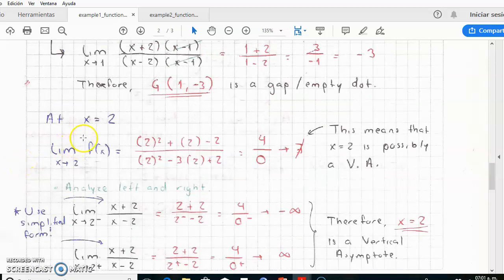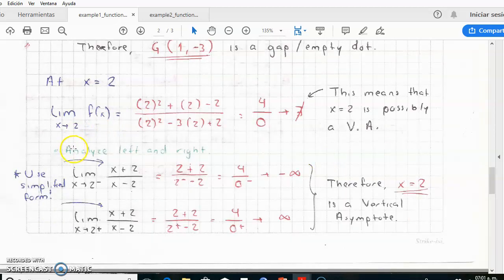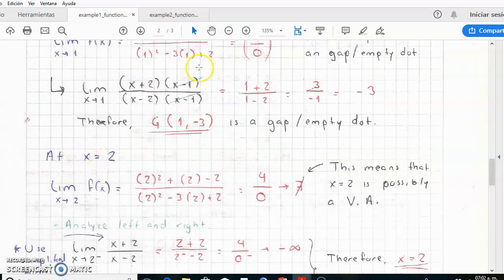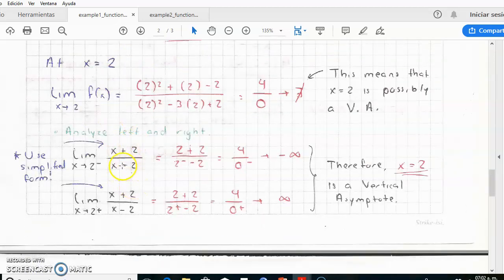For the other restriction, x equal to 2, we have the limit of the function as x approaches 2. We evaluate, but now we obtain 4 over 0. That doesn't exist. That means that x equal to 2 is possibly a vertical asymptote. So this time you don't factorize. We need to analyze left and right lateral limits. My recommendation is that if for any reason you already simplified the function in a previous step, now use the simplified form, but if not, use the full function again.